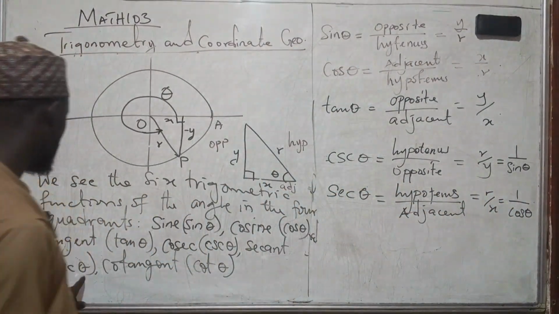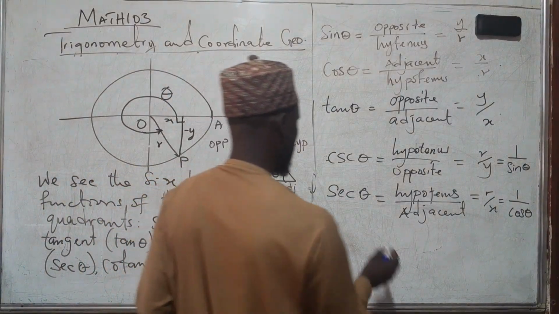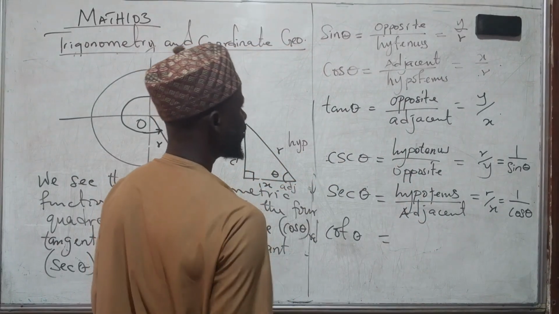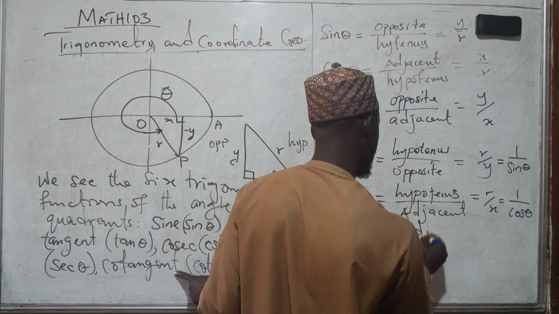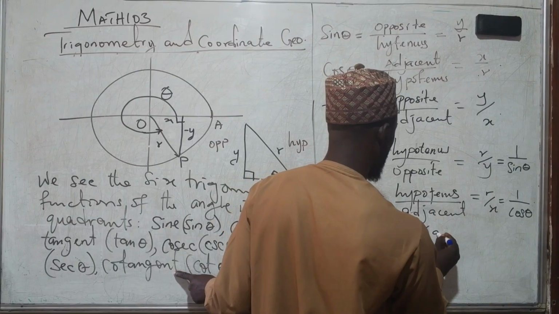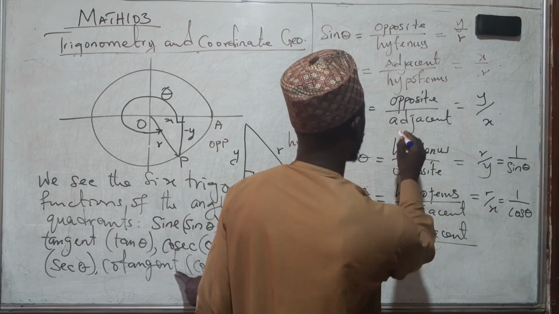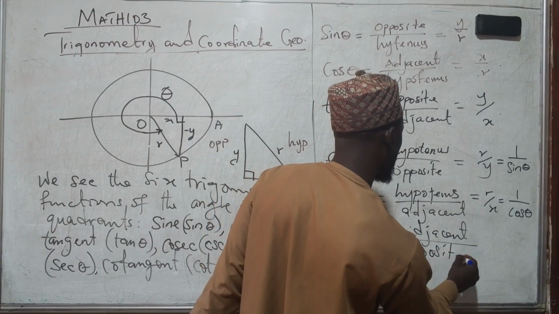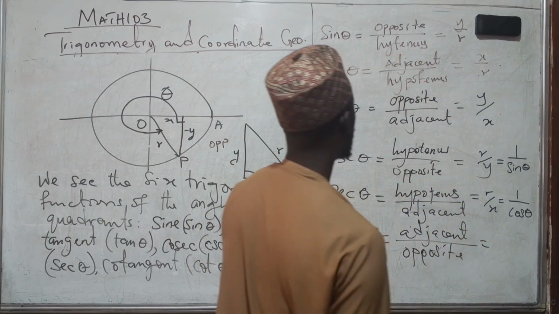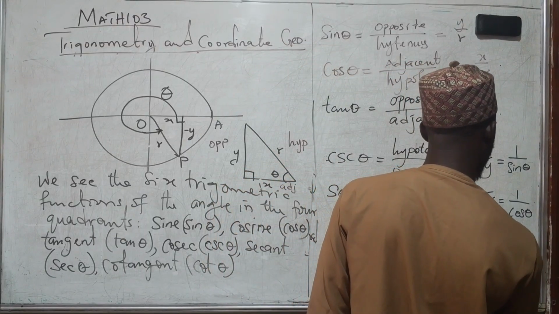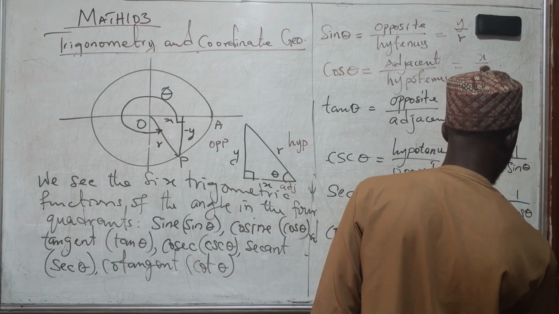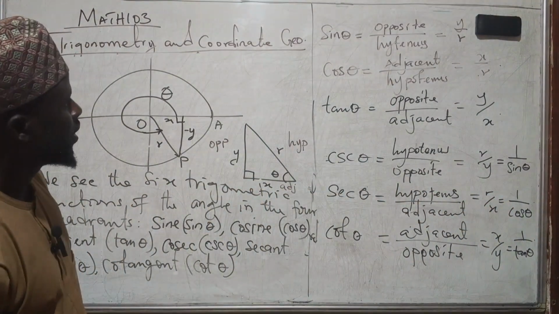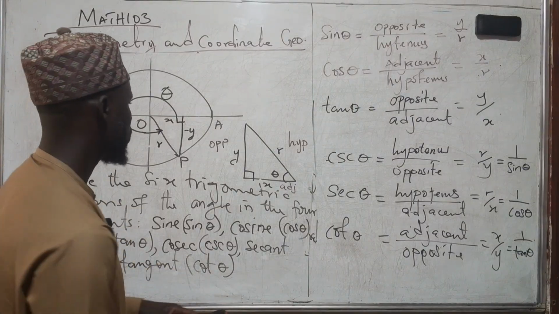And we see also that the cotangent, cot theta, is equal to the reciprocal of tan, that is adjacent over opposite, and that is equal to x over y, which is equal to 1 over tan theta. So these are the 6 basic trigonometric functions we have.